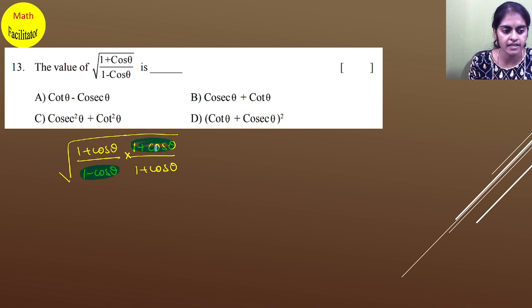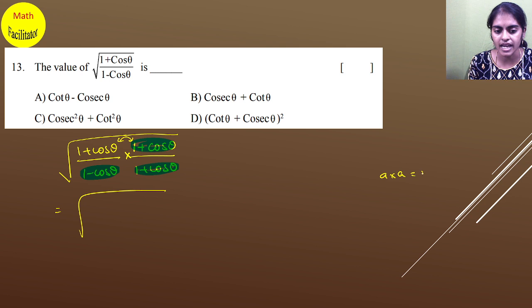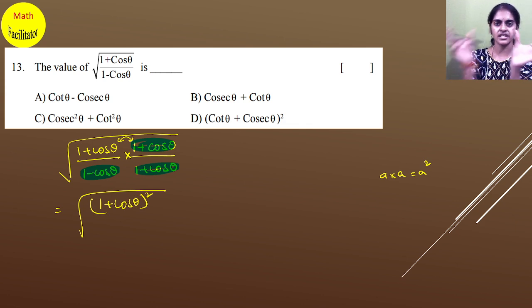So you will multiply and divide by 1 plus cos theta. Is it clear everyone? Okay, so that is equal to root of (1 plus cos theta) into (1 plus cos theta) in the numerator. It is like a into a, so can I write it as a square? So it is 1 plus cos theta whole square.